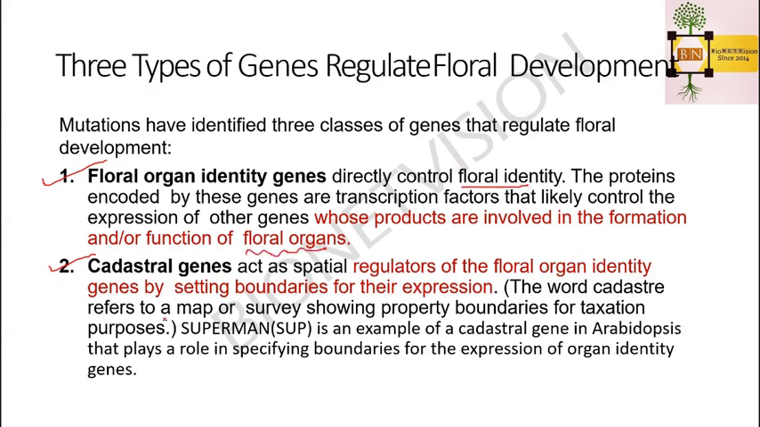The second type of gene is known as cadastral gene. These cadastral genes set boundaries for the expression of the floral organs. How much space will the floral organ acquire? That is limited by the cadastral gene. It was found that one gene named Superman, in short SUP, is an example of a cadastral gene in Arabidopsis, which sets boundaries for the expression of organ identity genes. I'll discuss the floral organ identity genes in detail in the next few slides.